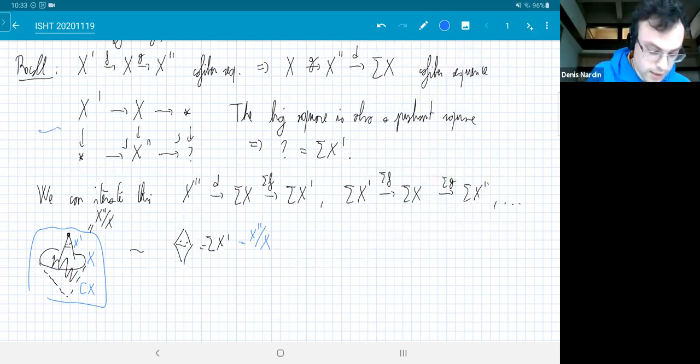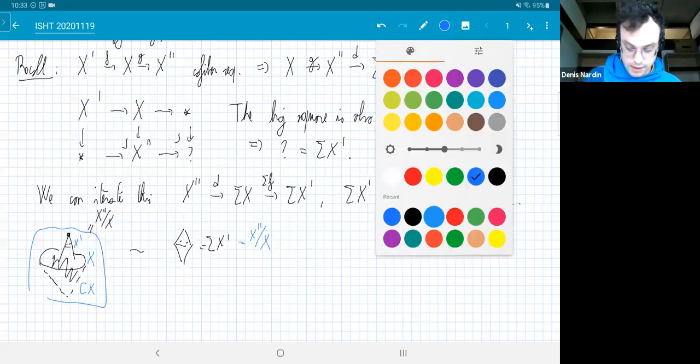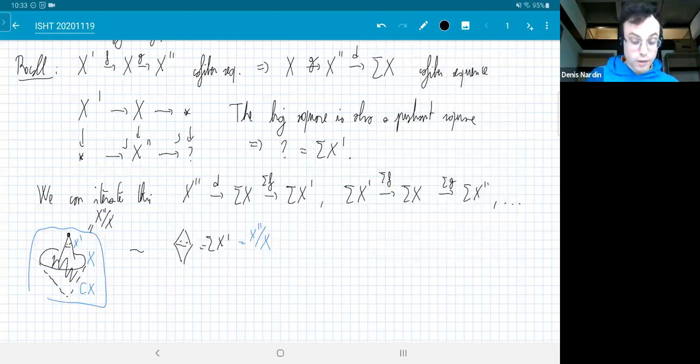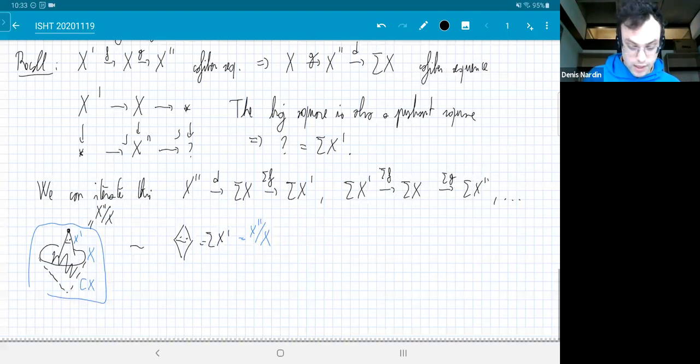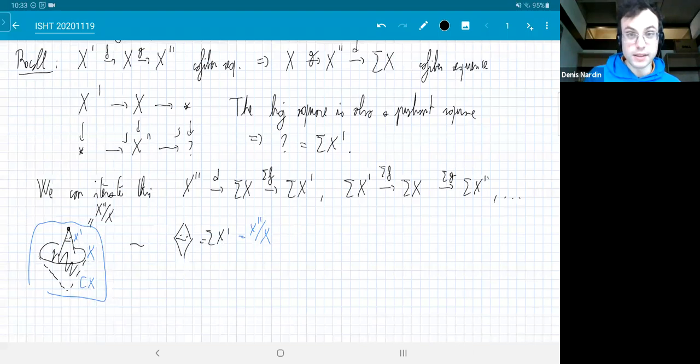Of course, this pasting here is also a sufficient proof, but maybe familiarizing oneself with the pictures that you can draw is also helpful to keep this concrete. Okay. What can we do with these rotating fiber sequences?